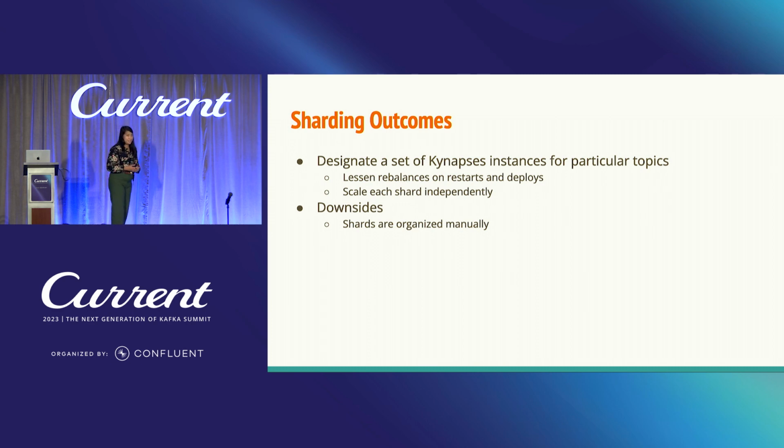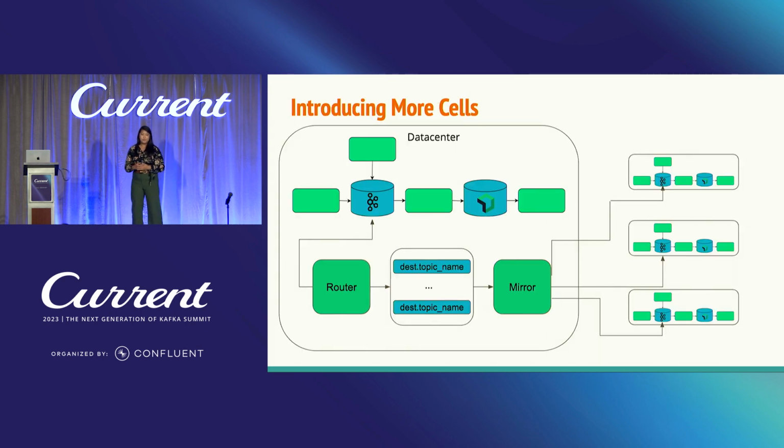The downside of this is that while the number of topics that Canapses is currently handling is small enough that an engineer can manually assign it to a shard, we are still at that stage where we are manually assigning topics to a shard, and of course that's a lot of toil to keep working on.